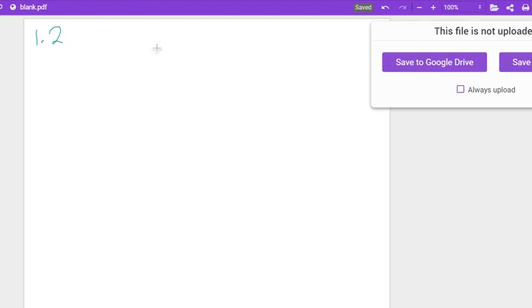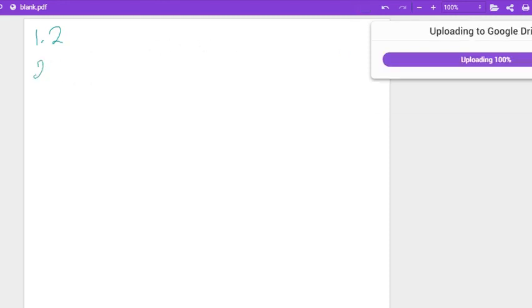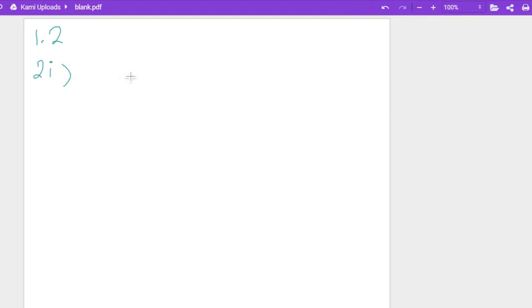So let's start off with 2i. Okay, and so we've got 1 over the 5th root of x to the power of 4.